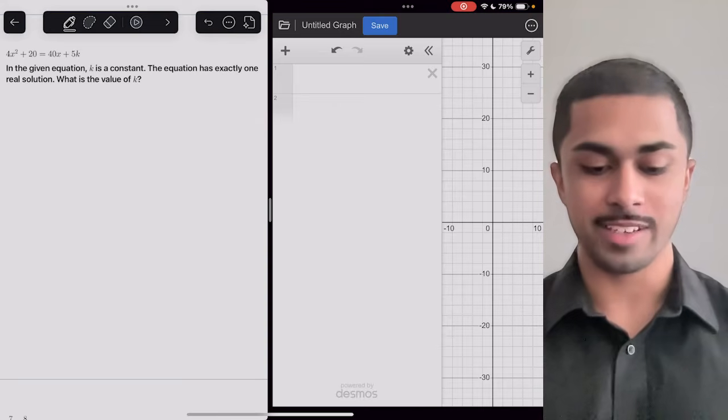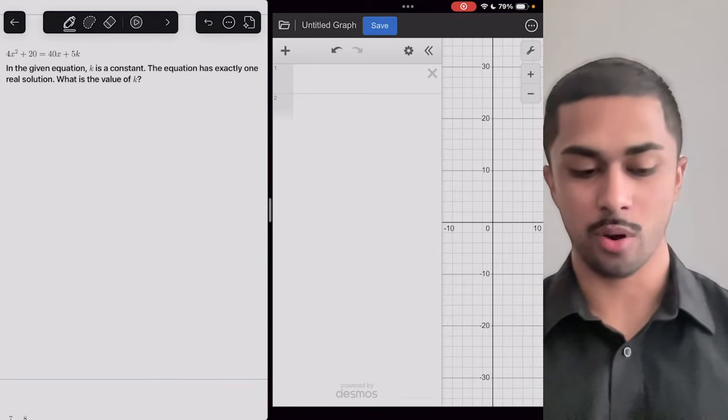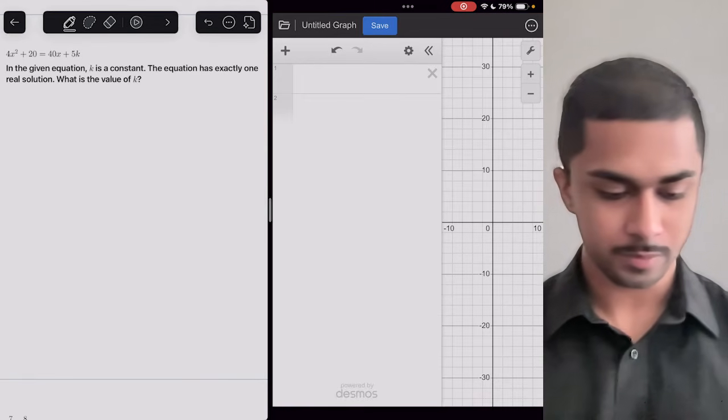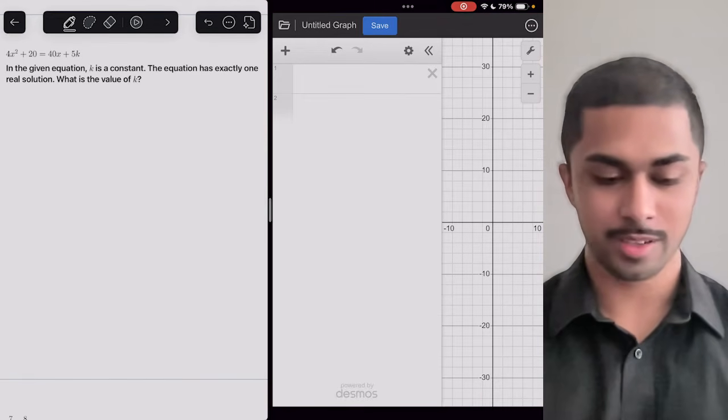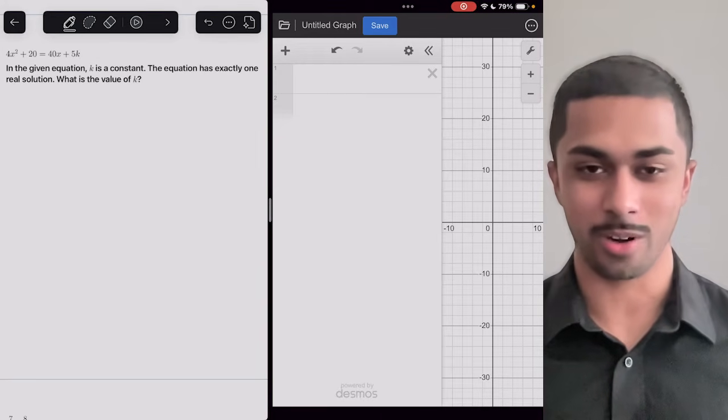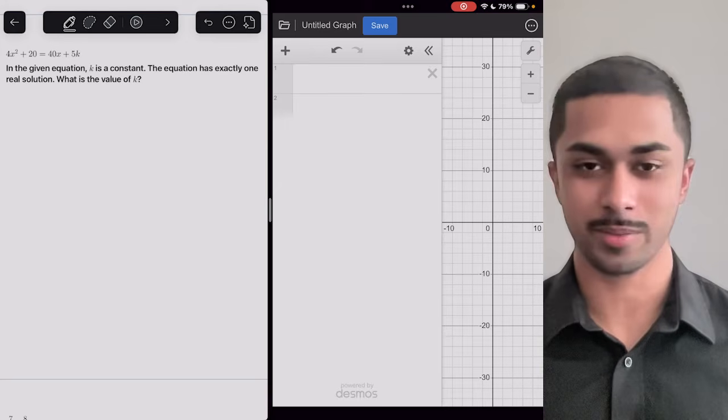In the given equation, k is a constant. The equation has exactly one real solution. What is the value of k? All right. If your first instinct was to do this on Desmos, you would be wrong. We do not do this on Desmos.